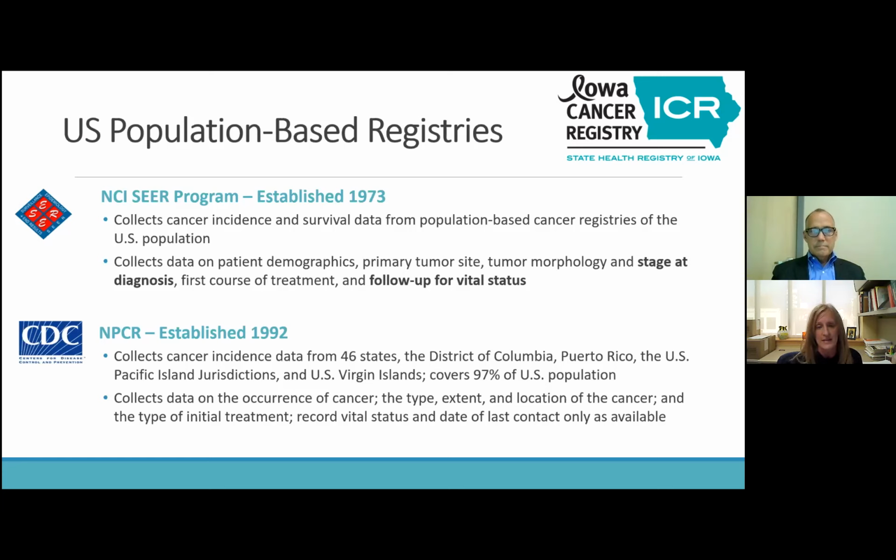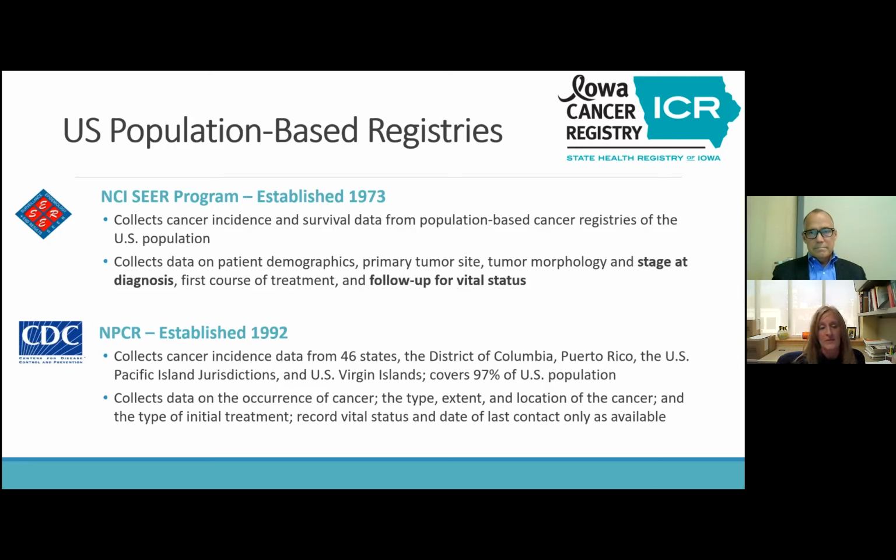Those are the two things that separate the SEER program from the second grouping, which is the National Program for Cancer Registries. That one was established in 1992, and they collect data from 46 states, the District of Columbia, Puerto Rico, the US Pacific Island jurisdictions, as well as the Virgin Islands. This program covers 97% of the US population. And some of the SEER registries get funding from the NPCR grouping as well.